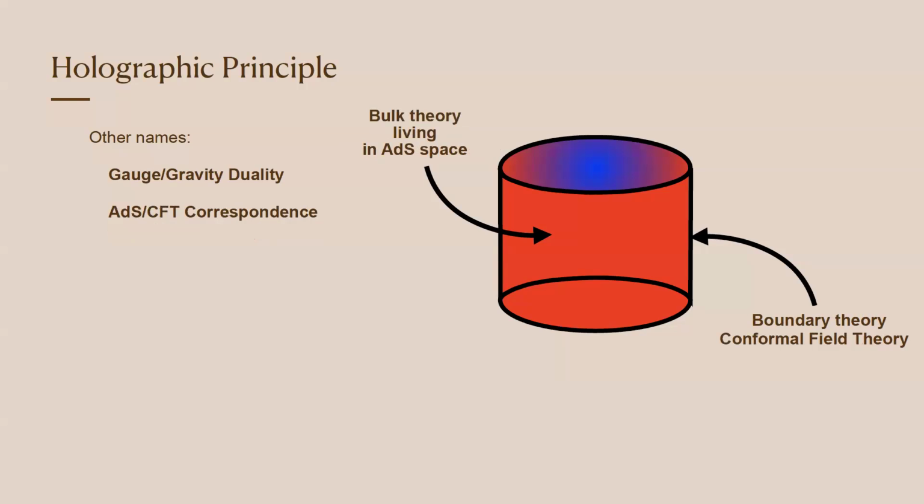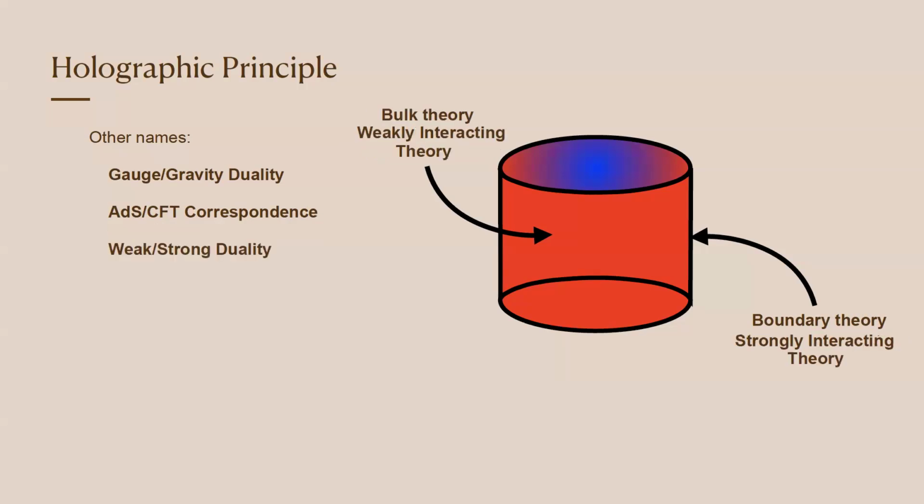Another name is AdS/CFT correspondence. So the bulk theory is living in AdS space. Okay? This is why I introduced the spacetime. And the boundary theory is a conformal field theory, okay, which is a special type of quantum field theory which is scale invariant. So this is another name. And there is another name, which is weak-strong duality. So the bulk theory can be a weakly interacting theory, and the boundary theory can be strongly interacting.